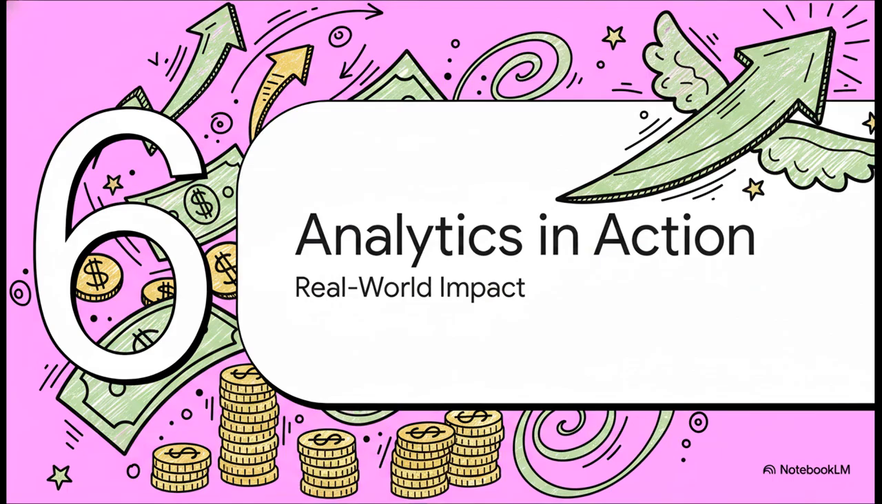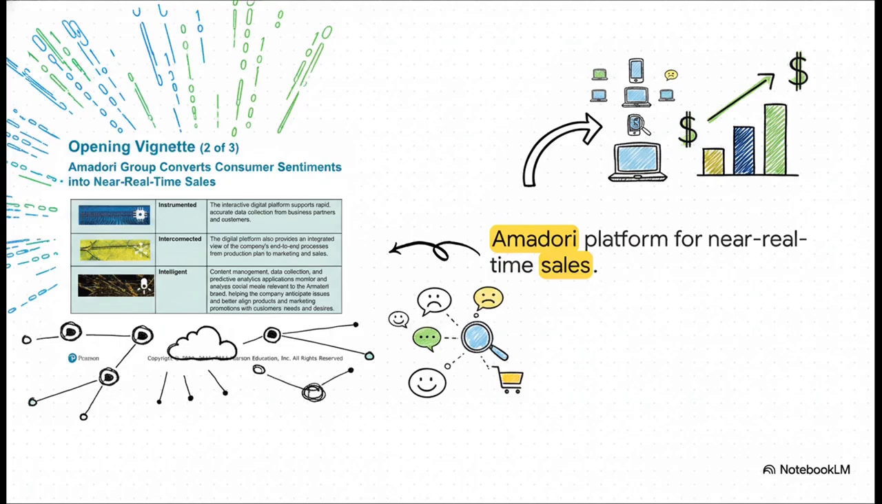Section 6. Analytics in Action. Real-world business impact. Let's see how this actually translates into massive financial wins in the real world. Take the Amatari Group, for example. They built a highly integrated digital platform that turns consumer sentiment into near real-time sales. They use content management and predictive analytics to monitor social media that's relevant to their brand. By mining this text, they can instantly anticipate issues and align their products and marketing with what their customers actually need and desire right in that very moment.